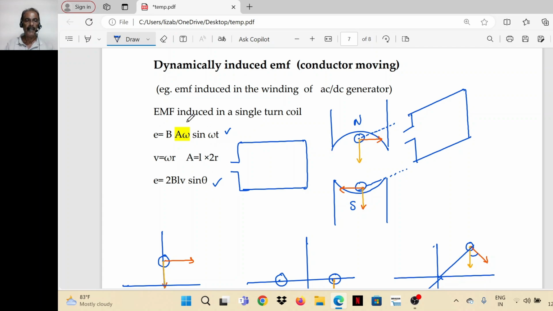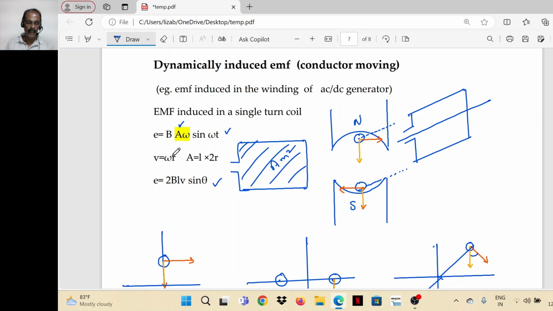Here in this equation, B A omega sin omega t, A is the loop area. This is A, meter square. And omega is the angular velocity. So the coil is rotating, and whatever is the angular velocity of the rotating coil, that is represented by this omega. This is the sine omega t. Omega is the angular velocity, t is the time, so this is the angular displacement theta. Omega t is the same as theta.